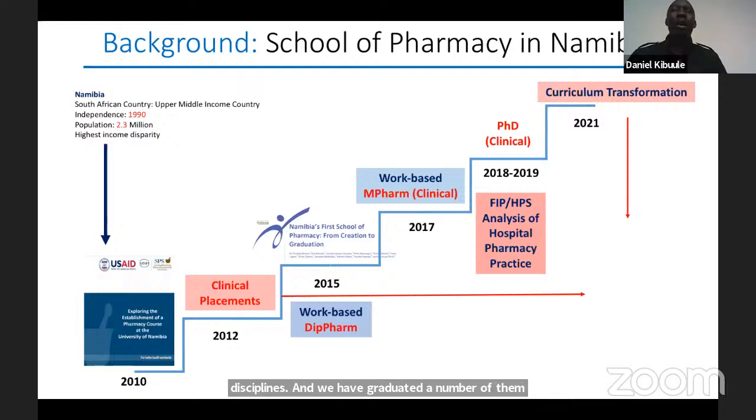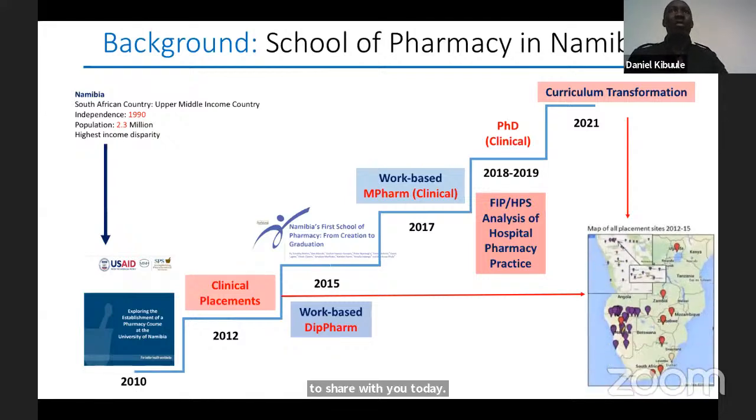We are really glad that at this point, after 10 years, we are reviewing our curriculum, and we had support from FIP as well as the University of Michigan to do an assessment of hospital pharmacy practice in Namibia. So we are, at the moment, transforming our curriculum, and that's what I would like to share with you today.